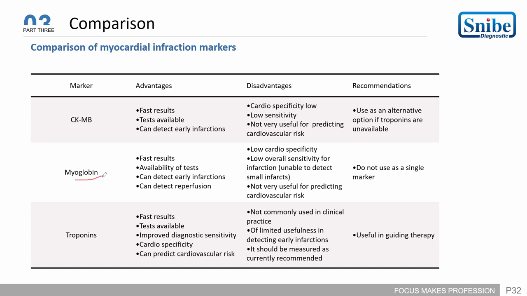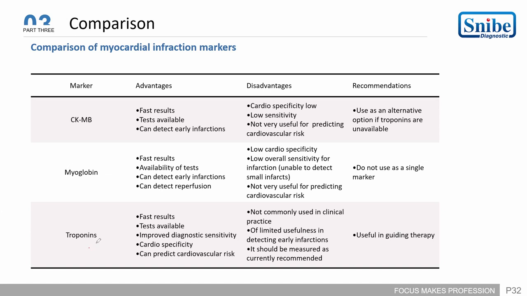If you talk about the myoglobin, they have a big advantage of fast results and availability in the test menu across the SNI Meglumi family. We can detect early infarction, and also detect reperfusion. The disadvantage is in cardio specificity and overall sensitivity for the infarction; it is unable to detect small infarction and is overall very low. It's not useful for predicting cardiovascular disease, and it is not used as a single marker. It has to be used with the other cardiac markers and the clinical symptoms of the patient as well.